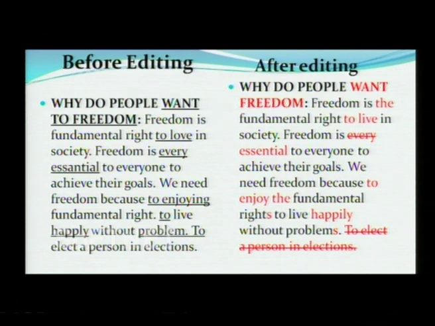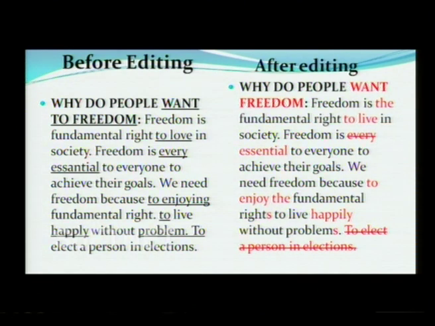Freedom is essential to everyone to achieve their goals. We need freedom because to enjoying. So here also the phrase is underlined. Actually, this is an error in word form. We should write it as "to enjoy." We need freedom because to enjoy the fundamental rights, not "right." It is plural, that's why we have corrected it as "rights."